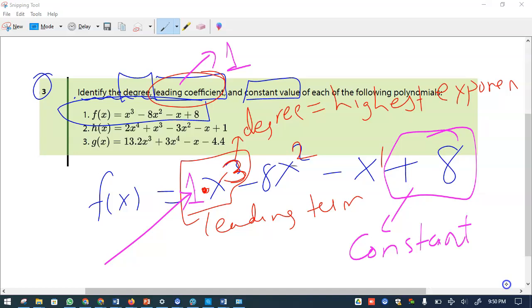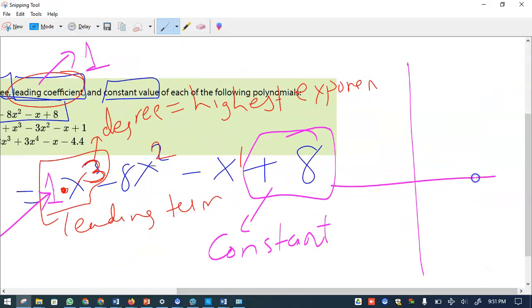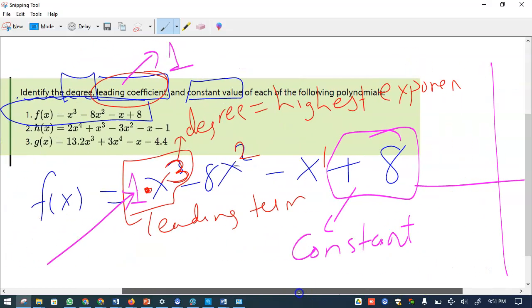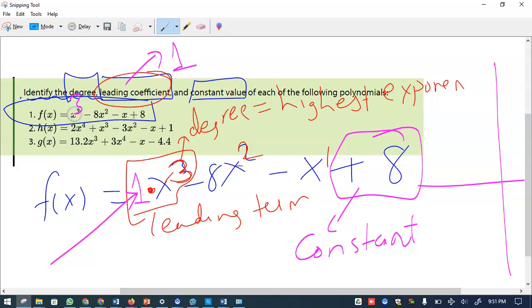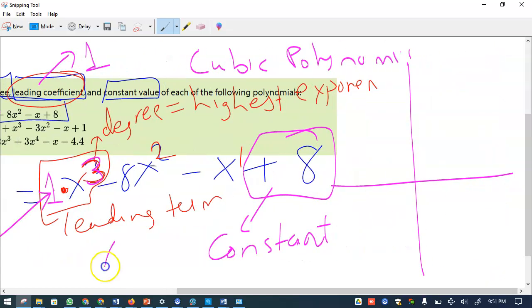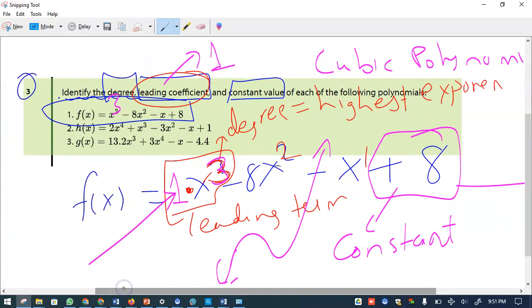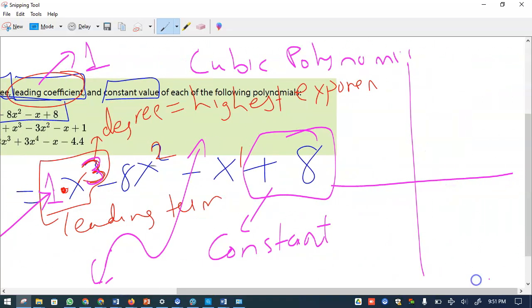And later on, you will see that it's a nice thing. If you want to see the graph of this cubic polynomial, it has degree 3. Whenever there's a degree 3, it is also called a cubic polynomial. And cubic polynomials usually look like down, up, something like this.